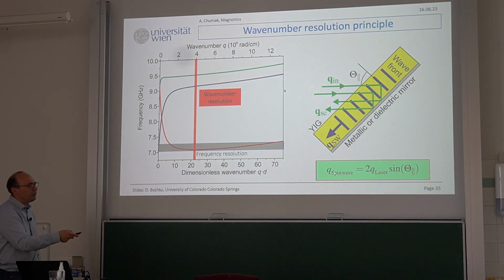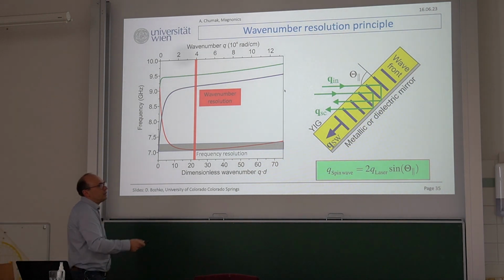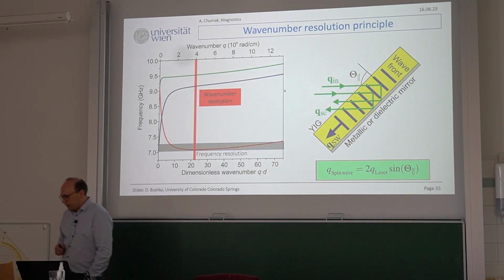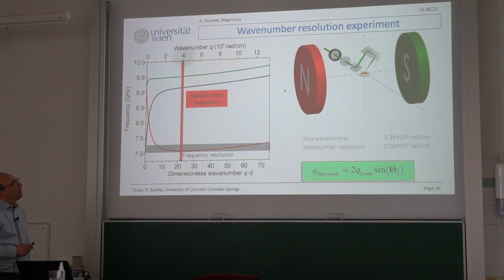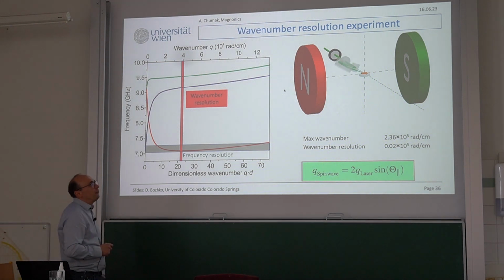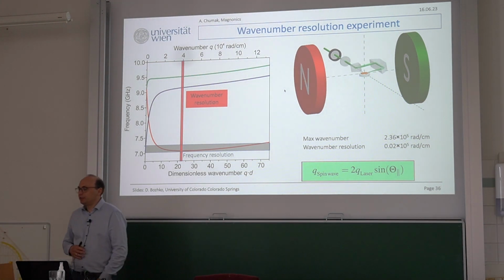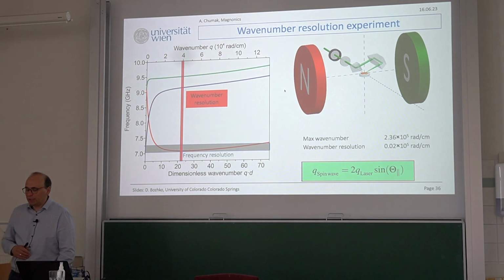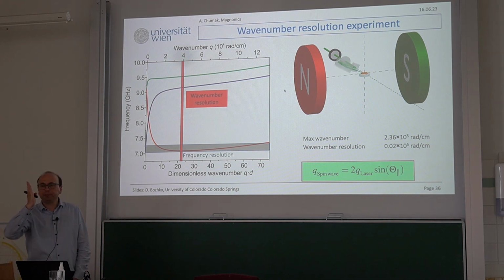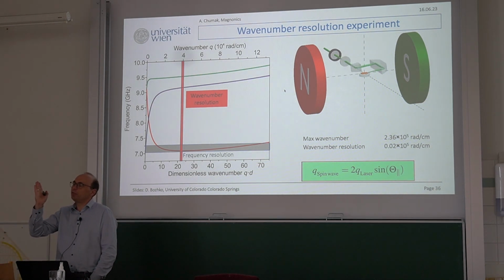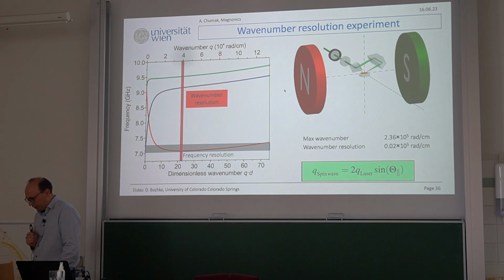And then Q of spin waves can be found simply as 2Q of laser sinus theta parallel, like it's shown here in this case. A very simple formula, but it does not mean a very simple realization. In some cases, classical K-resolved BLS, when you do nothing with the light, you just focus it on the sample and then you turn the sample. For different angles of the sample, you see different momentum.